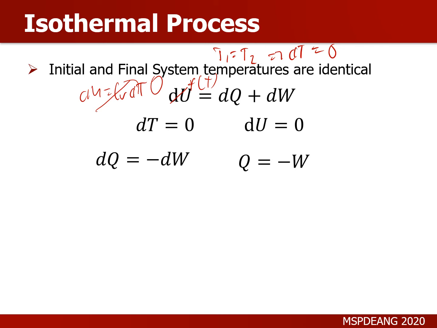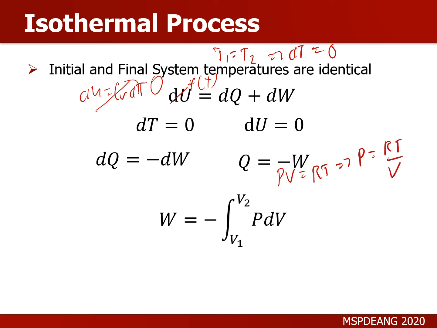So now, how do we express work in terms of our intensive variables: temperature, pressure, and volume? So recall, work is equal to negative integral of P dV from V1 to V2. We can now integrate this expression in terms of pressure. So we need to get pressure as a function of volume. And for an ideal gas, recall, PV is equal to RT. Thus, P is equal to RT over V. So we will get integral from V1 to V2 of RT over V dV.